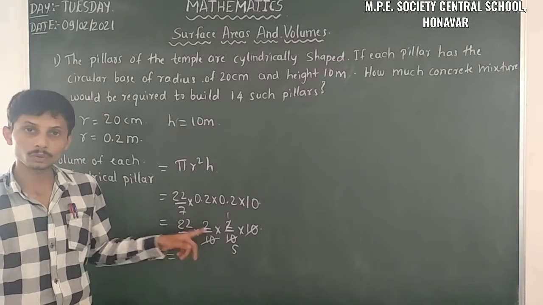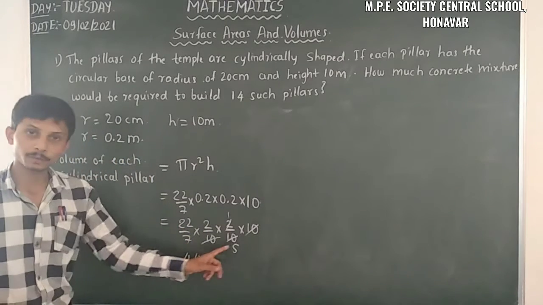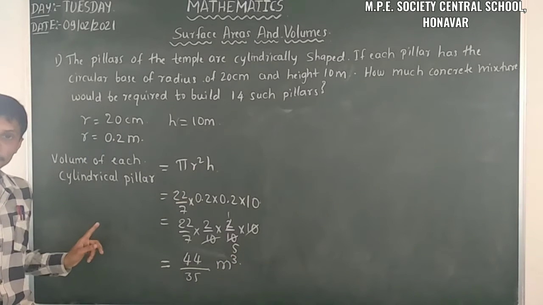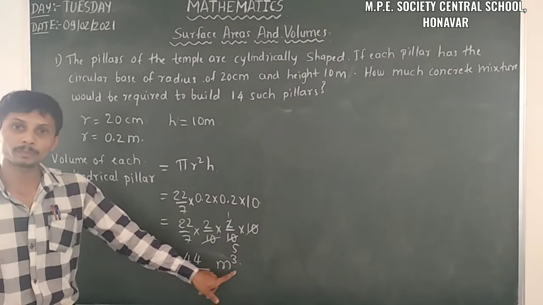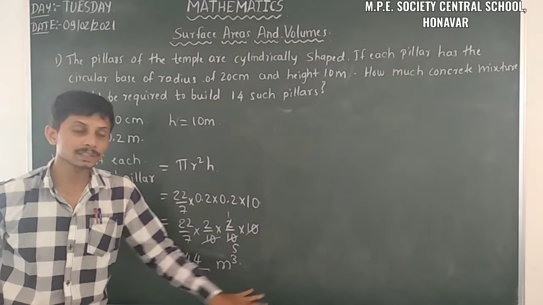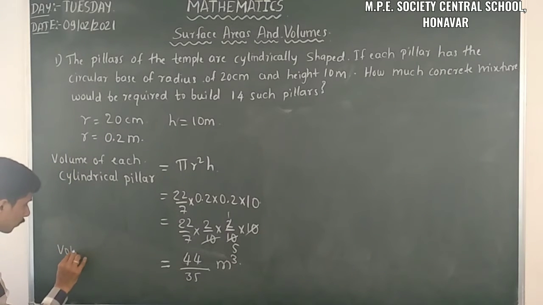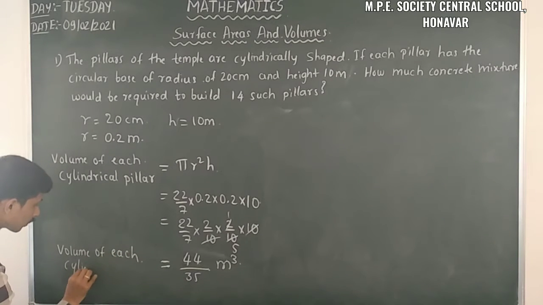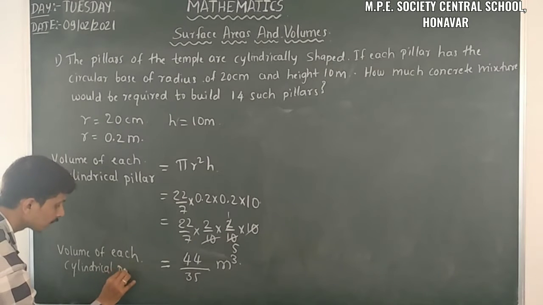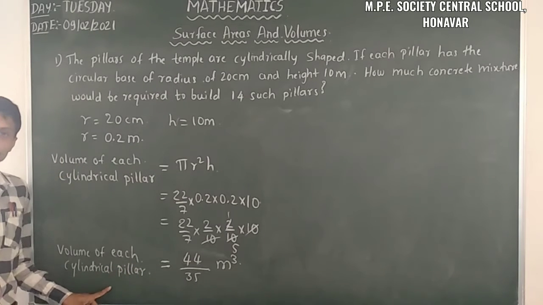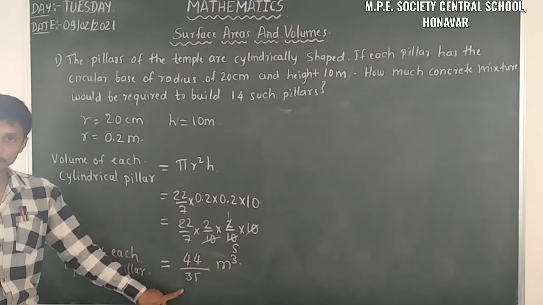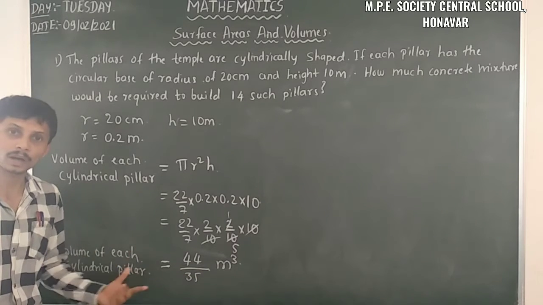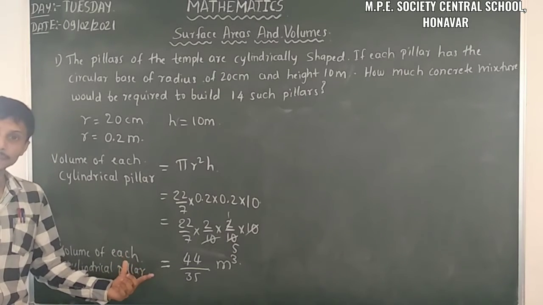Yes, 22 into 2 is 44, by 7 into 5, 35. So meter cube. That is, for each cylindrical pillar we require 44 by 35 meter cube volume of the concrete mixture. This is the volume of each cylindrical pillar, and simultaneously 44 by 35 meter cube is nothing but the volume of the concrete mixture required to build each cylindrical pillar.